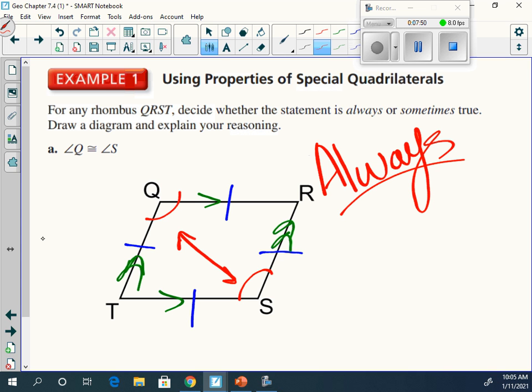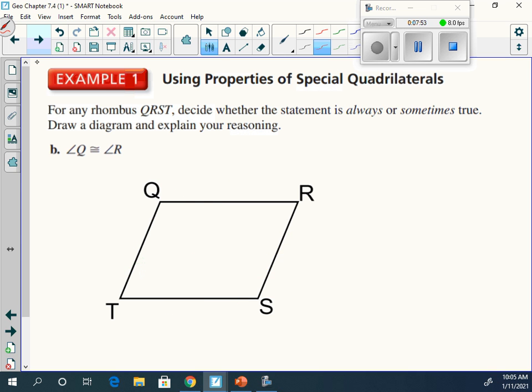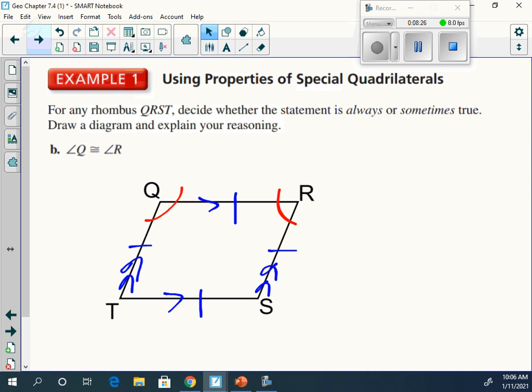Questions on this here? Okay. So we still have another rhombus. And since it's a rhombus, all four sides would be congruent. And again, we have two pairs of parallel sides. And again, we want to determine if the statement is sometimes or always true. We want to know if angle Q and angle R are congruent. What do we think? Sometimes or always?